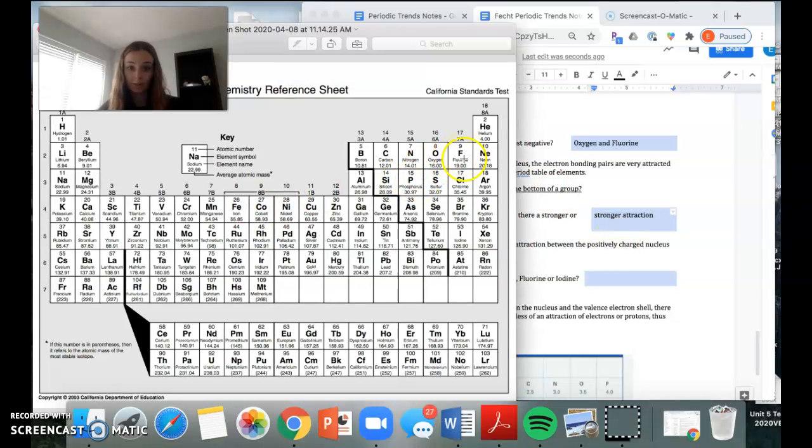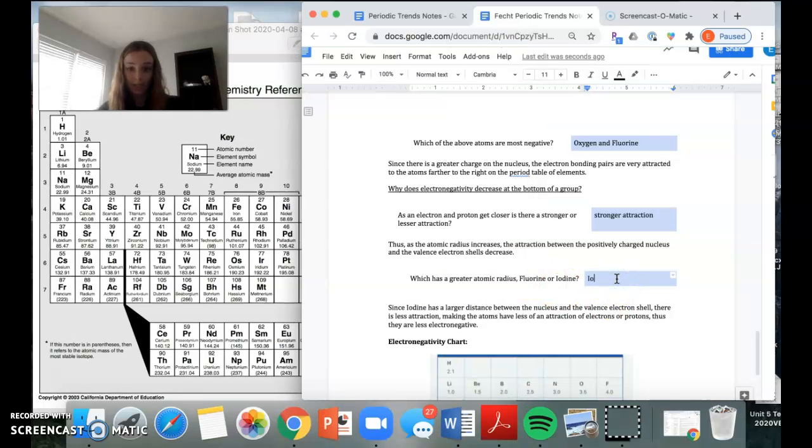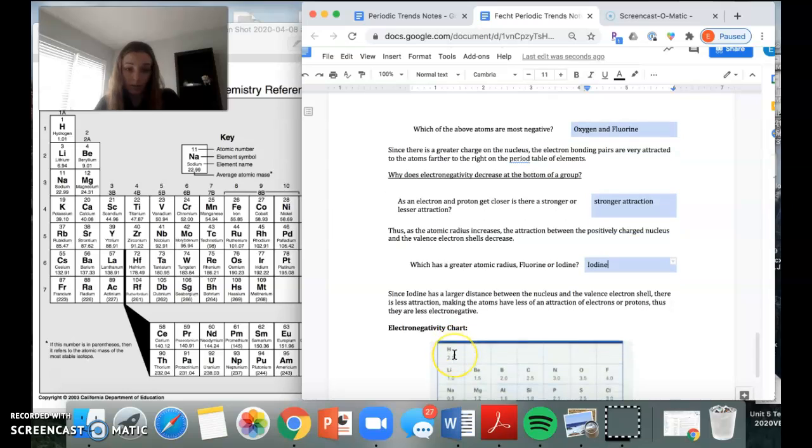If we're looking at fluorine and iodine, well, of course, iodine would have a greater radius. We talked about that earlier. So since iodine has such a larger distance between the nucleus and the valence electrons, there is less attraction, making the atoms have less of an attraction of electrons to protons, thus they are less electronegative.